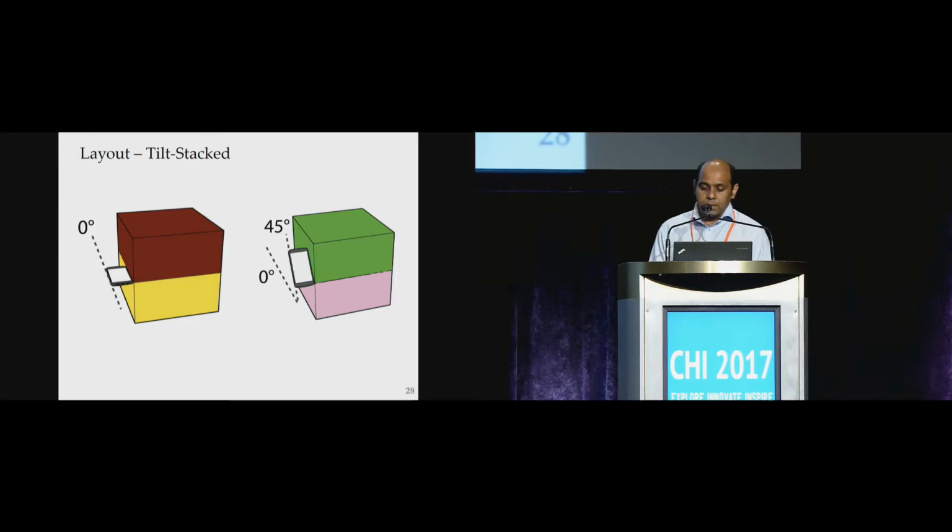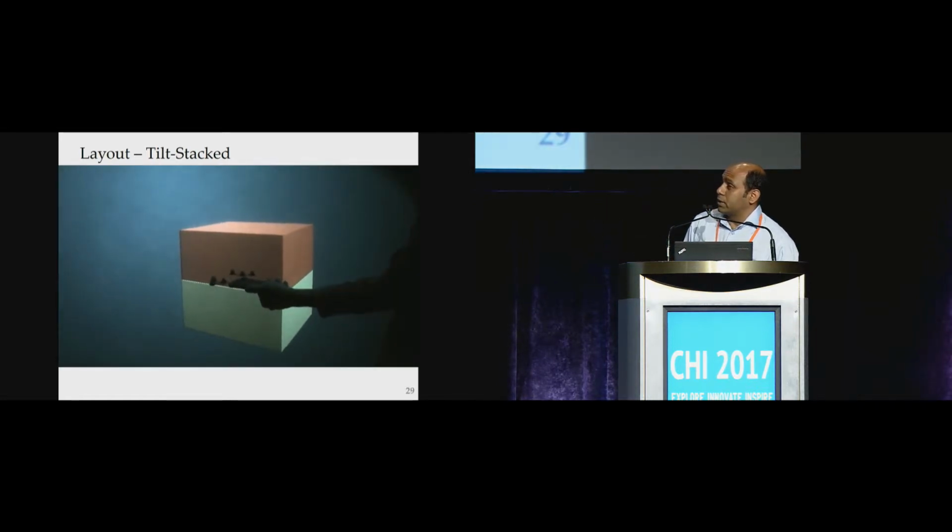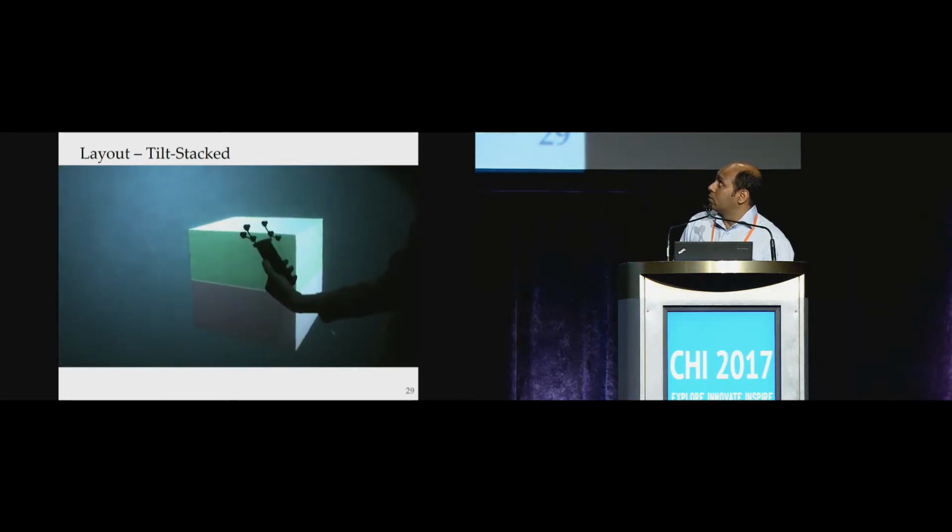We included the tilt stack layout, where 4 panes are grouped into 2 pairs, so only 1 pair is accessible at a time. When the device is tilted with an angle less than 45 degrees, the first 2 panes can be accessed. To access the remaining panes, the device needs to be tilted with an angle greater than 45 degrees. And here is the corresponding video showing the tilt stack layout.